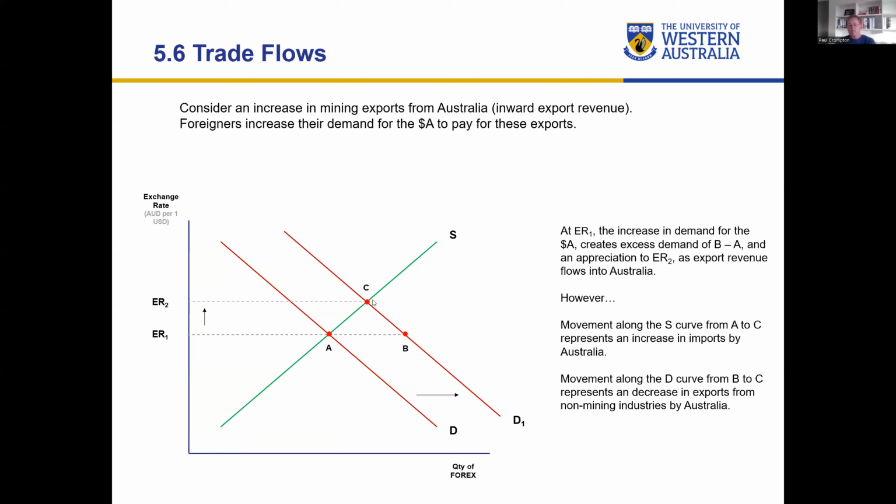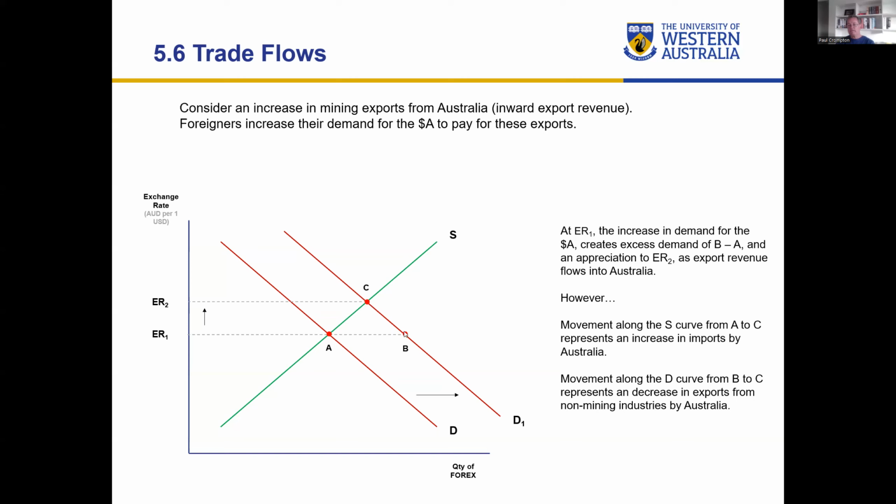Okay, and then now that we've figured out that A to C means that we are supplying more Australian dollars to take advantage of the high Australian dollar and buy more imports, what does the movement from B to C mean? Well, that's a decrease in the demand for the Australian dollar. That must be foreigners. I'm focusing on the movement from B to C now, because the demand went from A, then it went to B, but as the exchange rate quickly rises, we move back from B to C.